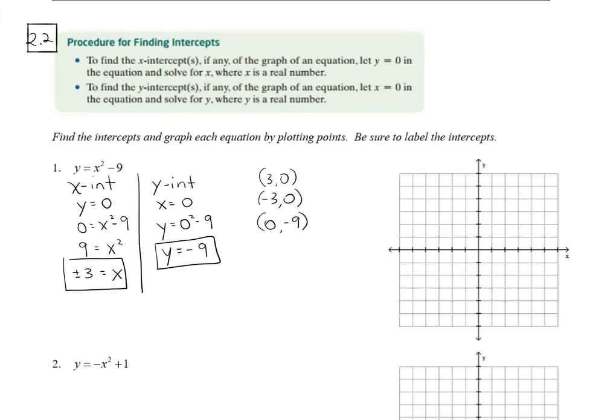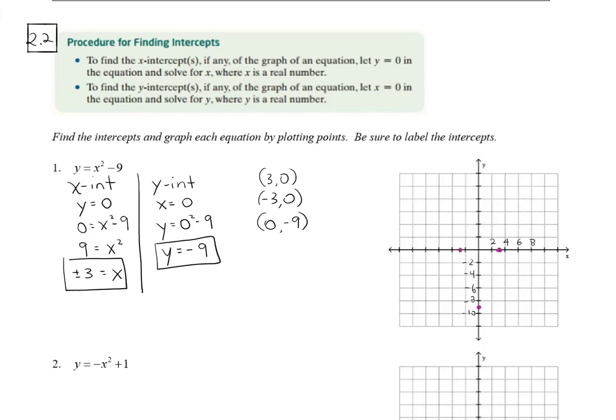What I'm actually going to do is label this as 2, 4, 6, 8, and also here negative 2, negative 4, negative 6, negative 8, negative 10. And when I do that, that gives me the ability to fit all of this information on the graph. So you don't always have to count by ones. So here is (0, negative 9). Here is (3, 0). Here is (negative 3, 0).